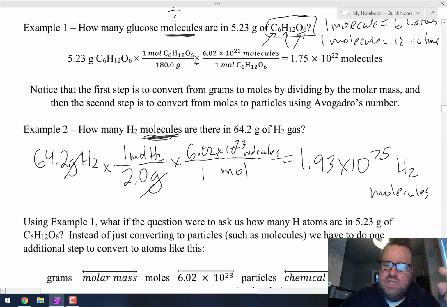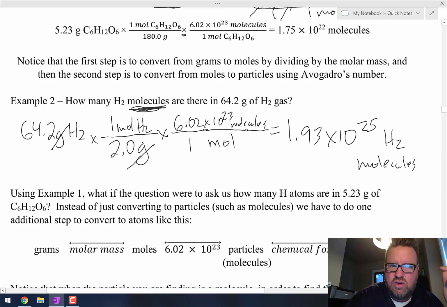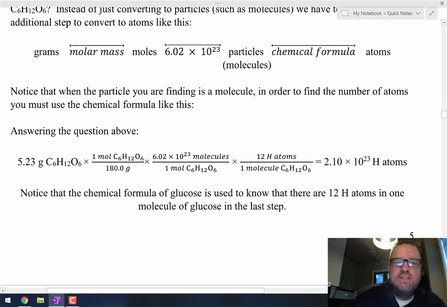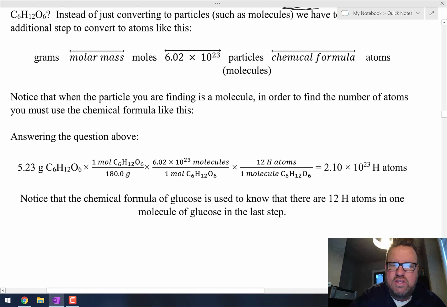So there's one more step that we could do here. Coming back to this glucose question, if we started with the same number, but they asked us, for example, to find the number of atoms. What if the question were to ask us, how many hydrogen atoms are there? Notice that the very first part is the same. We convert grams to moles, just like we've always done. We convert moles to molecules, like we've done. But now notice my last step. Notice that grams cancel, moles cancel, and I have molecules left.